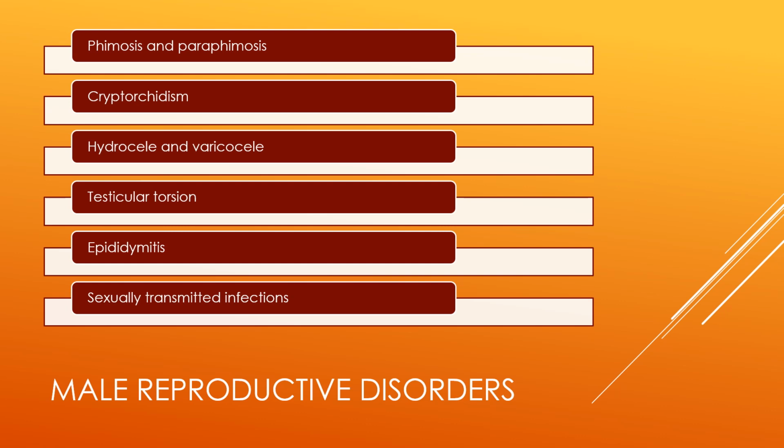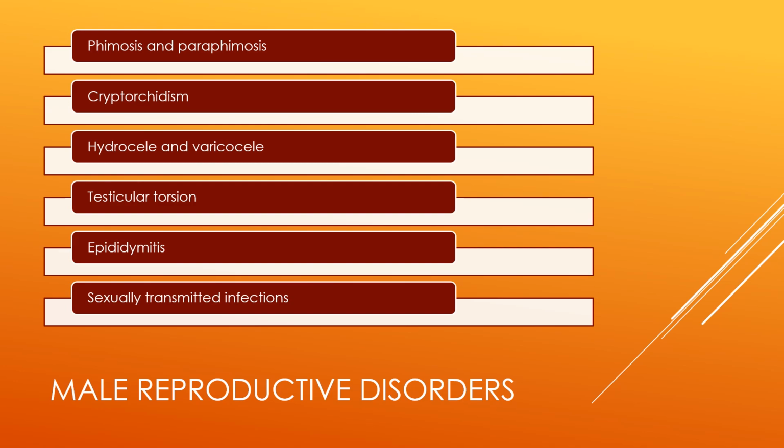Cryptorchidism, also known as an undescended testicle. That would have been way easier just to say it. Undescended testicle is a male reproductive disorder. Hydrocele or varicocele. Hydroceles are a fluid in the scrotal sac that usually are benign and self-limiting.